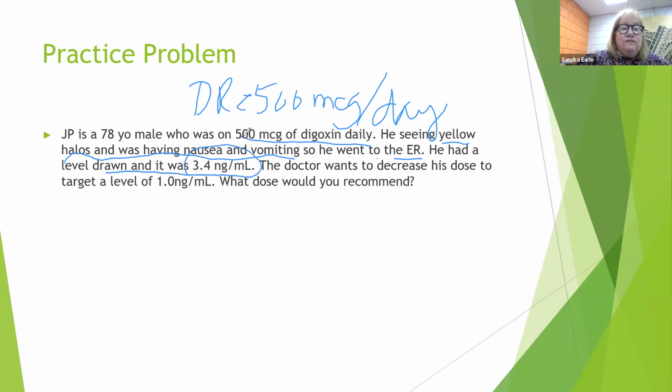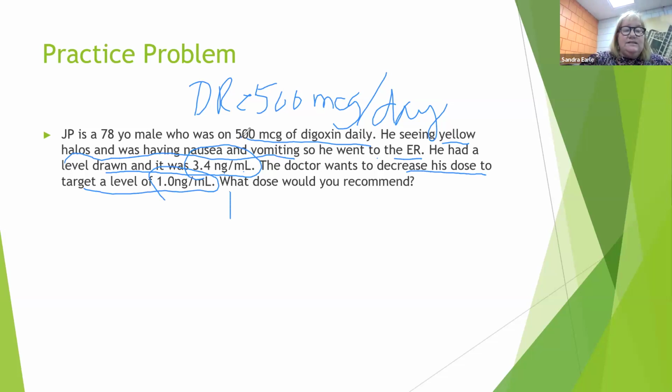It was 3.4 nanograms per milliliter, or micrograms per liter. The doctor wants to decrease his dose to target a level of 1, where anything above 2 is toxicity. So we want to shoot for a level of 1 nanogram per ml. So what do we recommend?